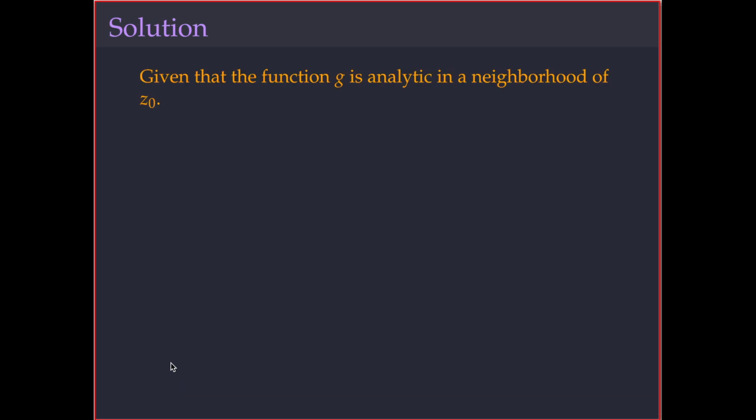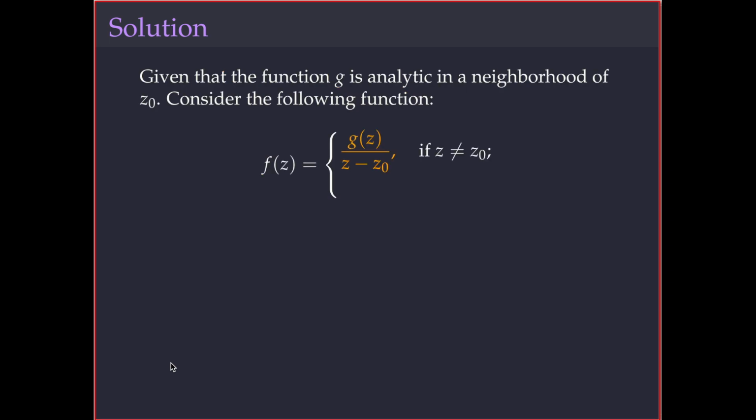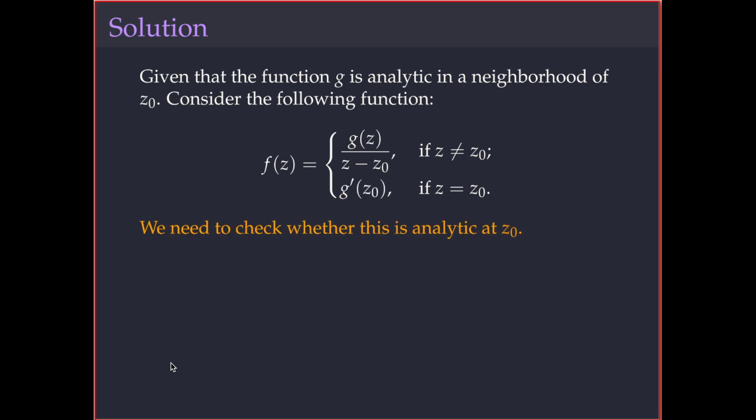Given that the function g is analytic in a neighborhood of z0, we consider the following function: g(z)/(z minus z0) if z is not equal to z0, and g prime of z0 if z equals z0. We need to prove whether this is analytic at z0, that is, whether it is analytic in a neighborhood of z0.